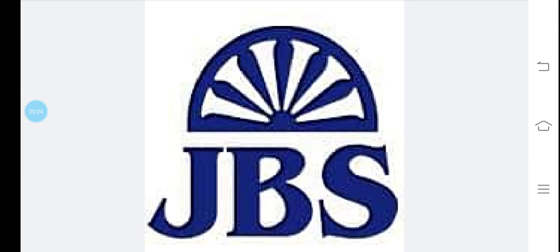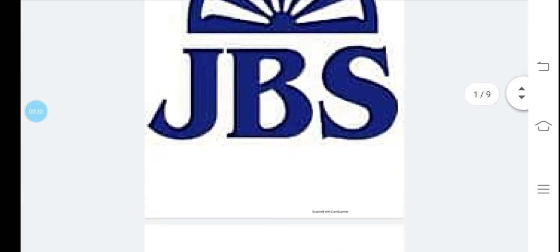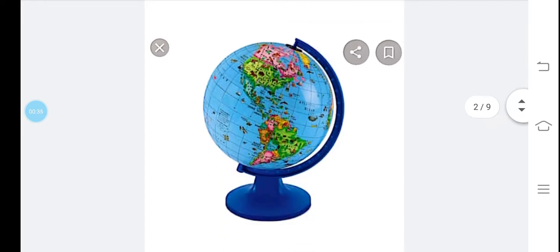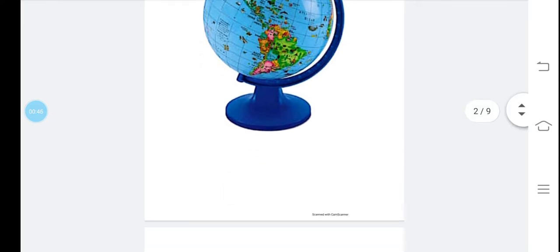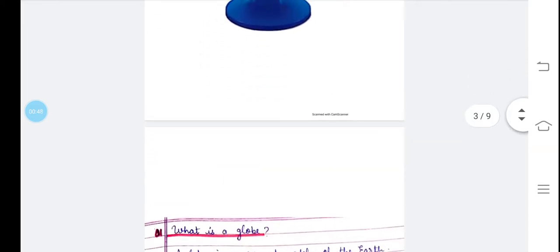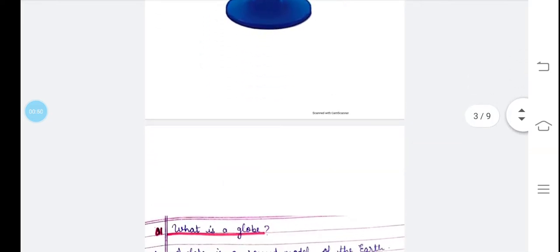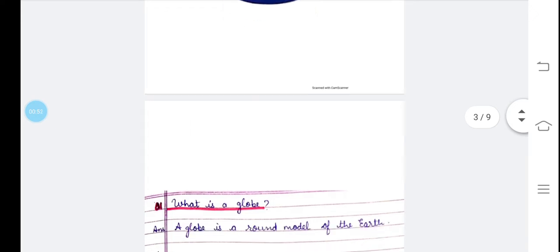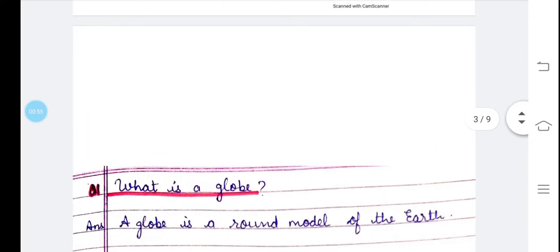Yes, so children, now let's begin with our second lesson in SST. But before that, answer few questions. Which picture is this? Yes, this is a picture of a globe. But can you tell me what is a globe? Yes, a globe is a round model of the earth.